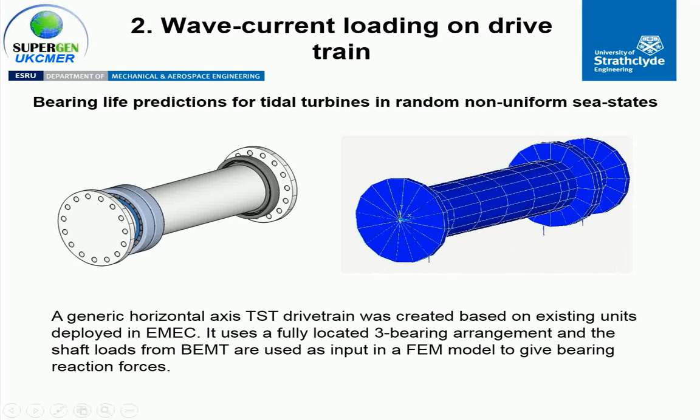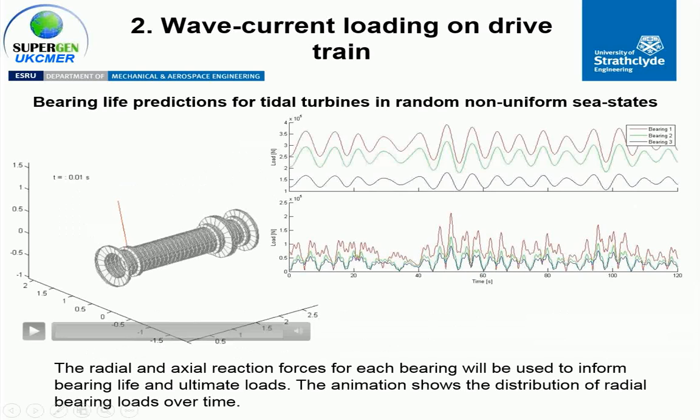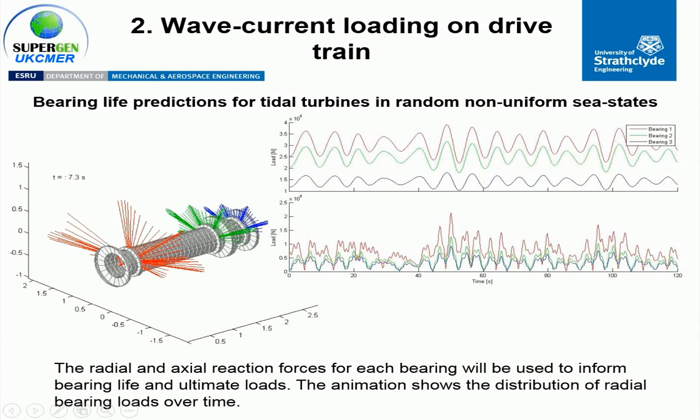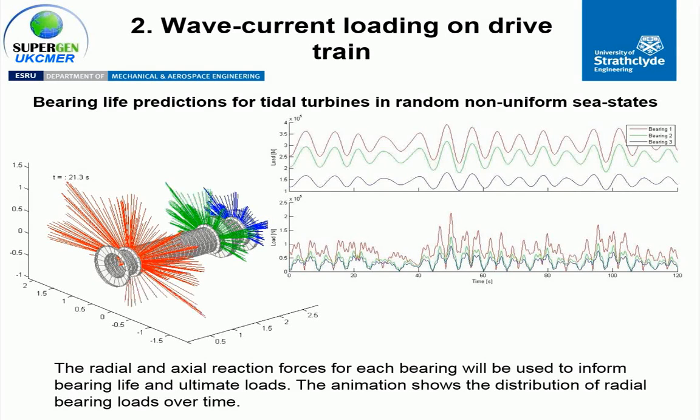And then secondly, this model has also enabled the radial and axial loads on the three bearings of a typical drive shaft to be modelled. And you see in the plots you've also got the radial and axial loads for each bearing. The animation is the radial loads. And then what Tom's been using this for is to feed that into a preliminary bearing life prediction in order to start to see how these realistic wave current loadings are impacting the bearings in the tidal turbine application.